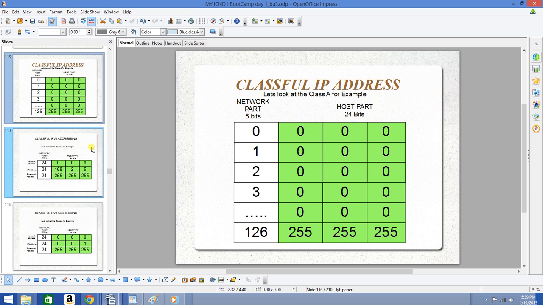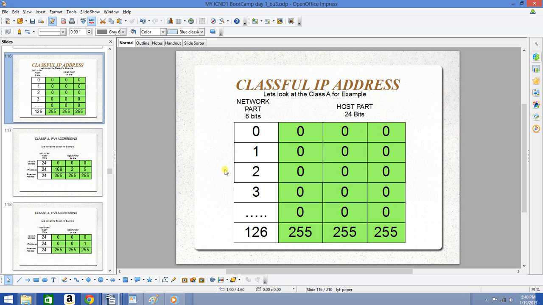All right, thank you. Moving forward, you can see from 0 to 126, this is the network part of the address. Each one of these blocks again is 8 bits: 8 bits, 8 bits, 8 bits, 8 bits. An IP address makes up 32 bits, 4 times 8. Basically I have 1 to 126, because the 0 is reserved as well.